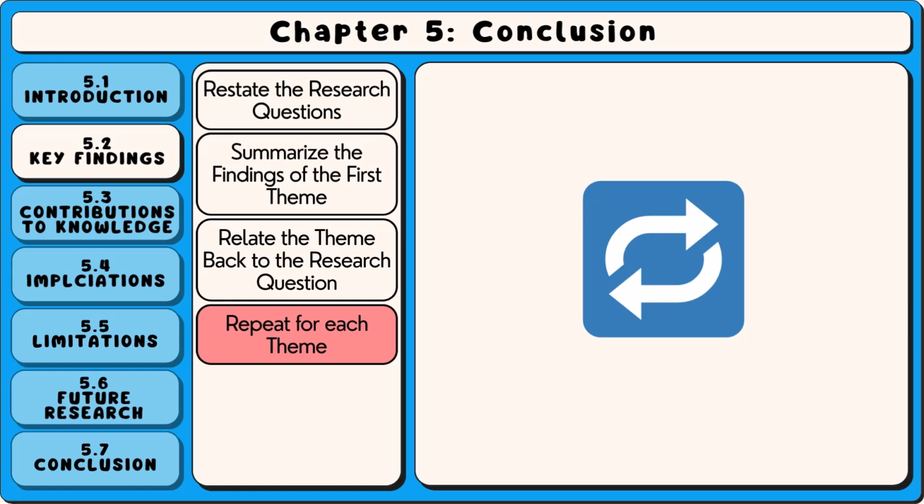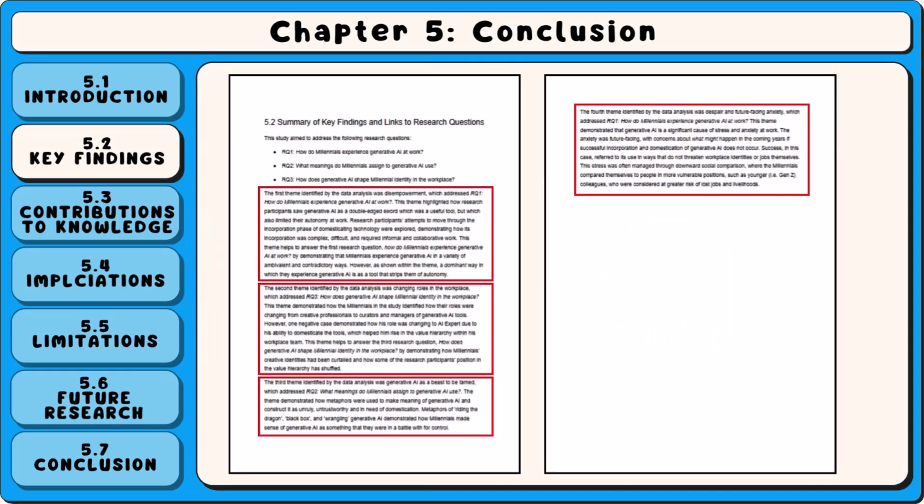Finally, repeat for each theme, so you have shown how each theme answers the key research questions. As you can see in the screenshot, it is common for each theme summary to cover about one paragraph each, and make sure in each paragraph you tie the theme back to the research questions.